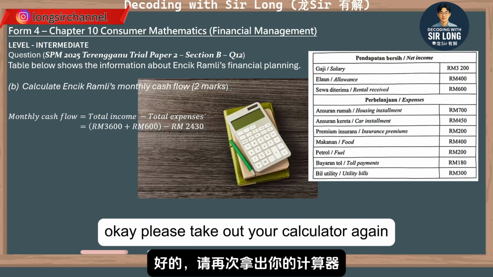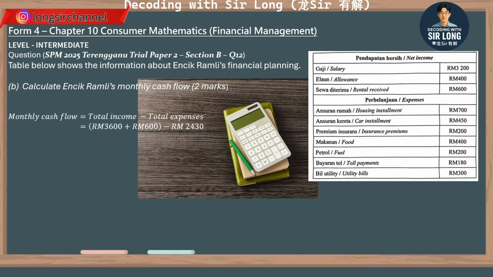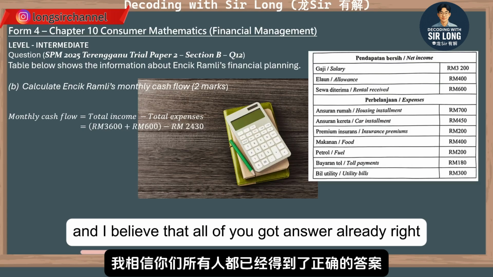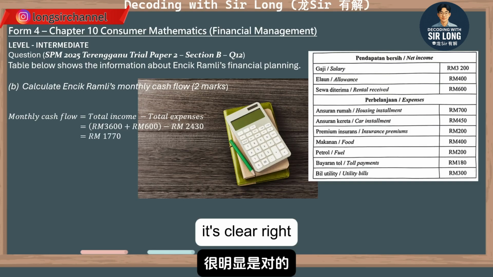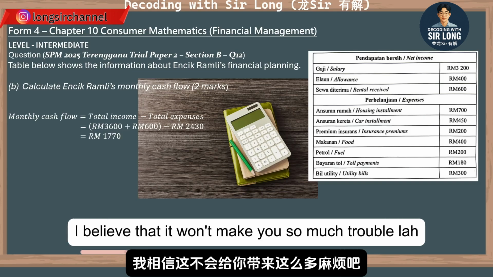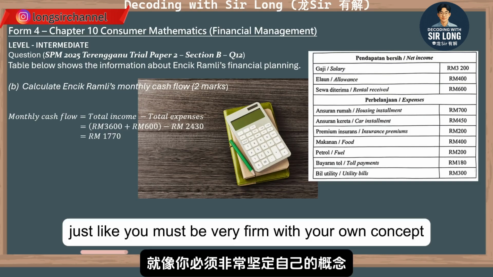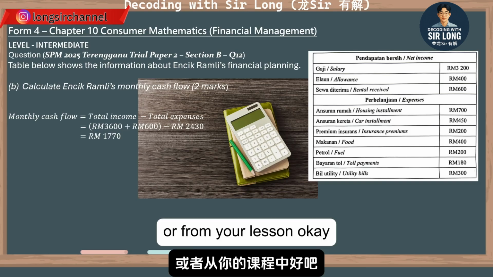And then what's the result? Okay, please take out a calculator again and do your own work. And I believe that all of you got the answer already, right? So the answer is 1,770 ringgit. Okay, it's clear, right? Because it's just a 2 marks question, I believe that it won't make you so much trouble, right? Just like you must be very firm with your own concept, the concept that you have learned from your textbook or from your lesson, okay?